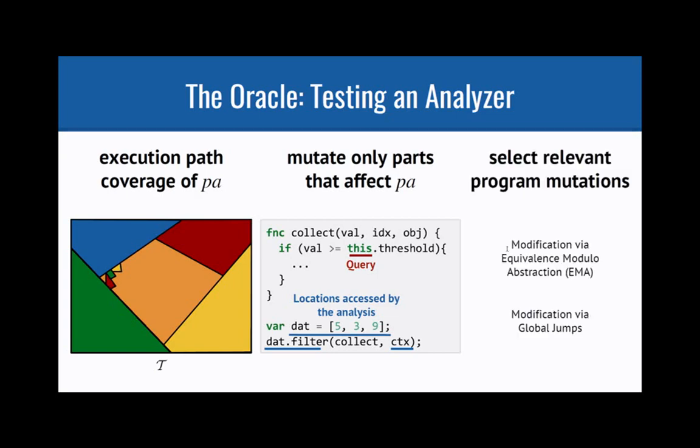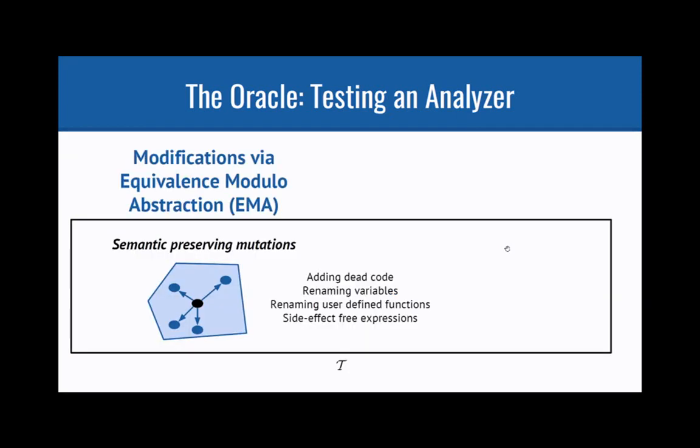And finally, once we pick a place where we want to do the modification, we have to decide what kind of modification we would like to do. And here we introduce two concepts. The first one is modification via equivalence modulo abstraction. Here the key idea is that we start from a program and we make modifications that are semantic preserving. And the semantic preserving is always defined with respect to the analysis we are trying to synthesize.